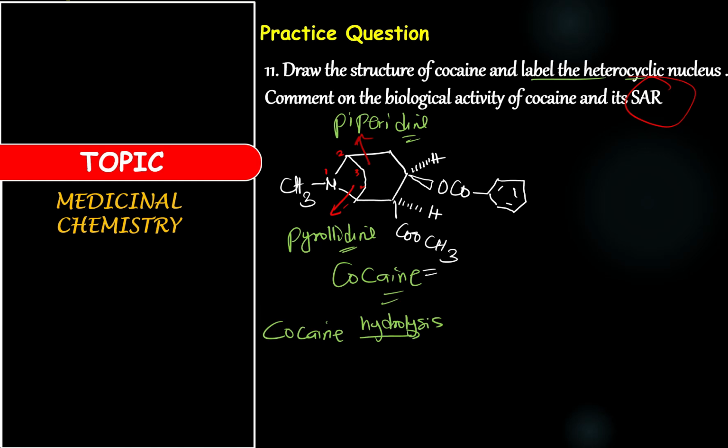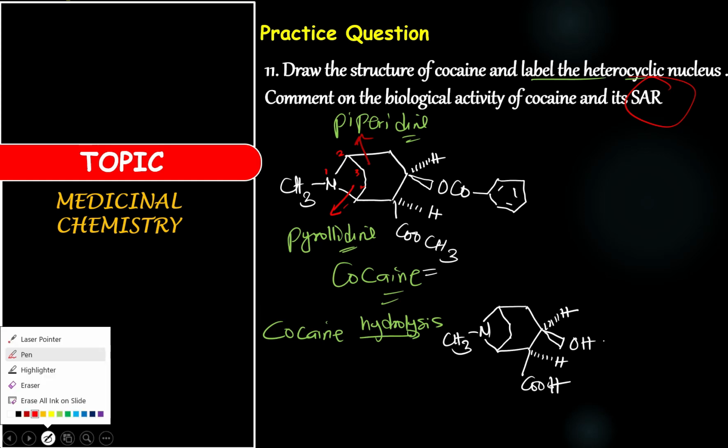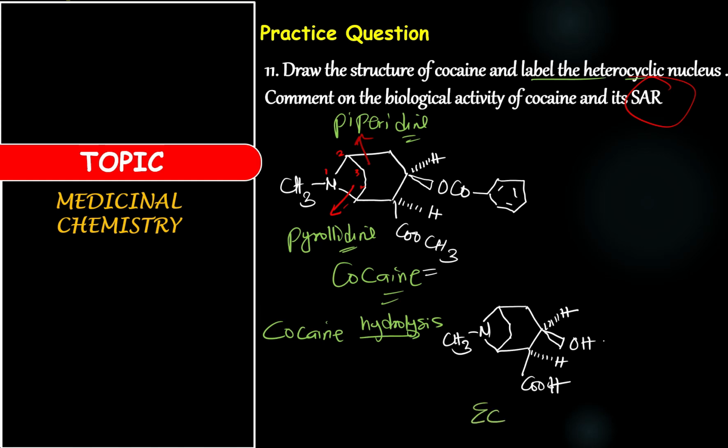So what are the structures that we are expected to form from the hydrolysis of cocaine? We are going to form something like this, then something like this, then CH3, with this hydrogen going out of plane. I told you that when this group hydrolyzes, it's going to give us OH. This one will still have the hydrogen going out of plane. Then when this one here hydrolyzes, it's going to give us COOH. Now, what structure is this? This is the structure of what we call ecgonine.